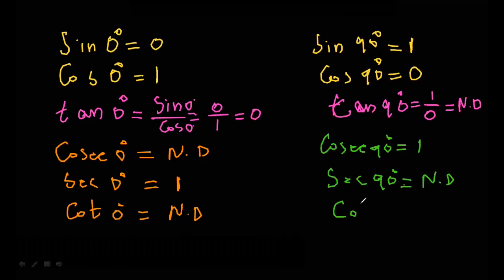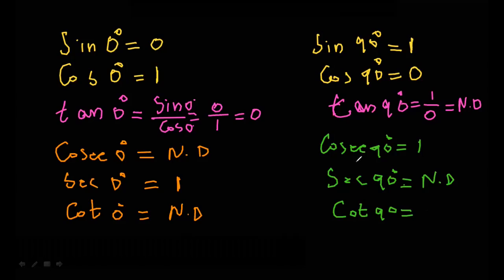Next is what? Cot 90. Cot 90 is the reciprocal of tan 90, which is not defined. What is the reciprocal of not defined? Not defined is a big value, an infinite value we can consider. So its reciprocal means 1 by such a big value, which we can consider as 0, right? 1 by a very big infinite value becomes 0. That concept you can use.